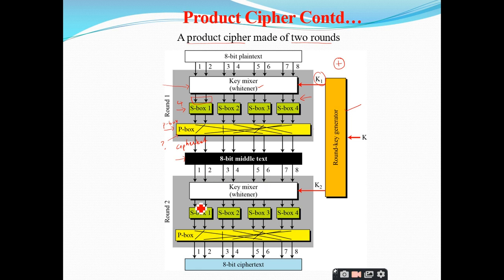Again, these 8 bits are given to the key mixer, where the 8 bits are mixed with this key K2, and again we divide it into 4 different units, and each is given to an S box, and you will get 2 outputs from each and every S box, and I combine all these 8 bits and input them to the P box, and finally I will get the 8 bits of ciphertext.